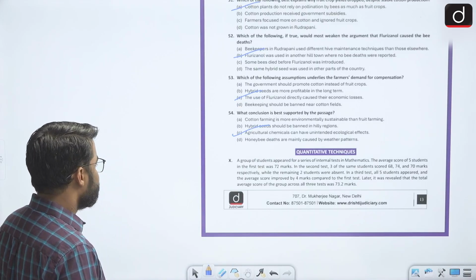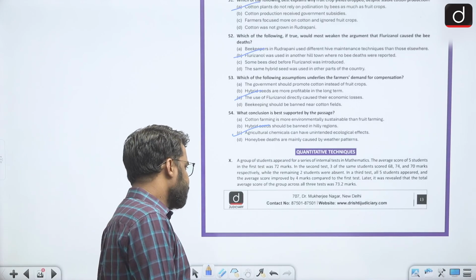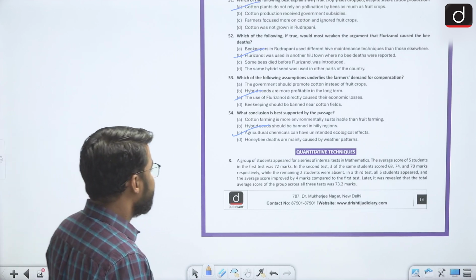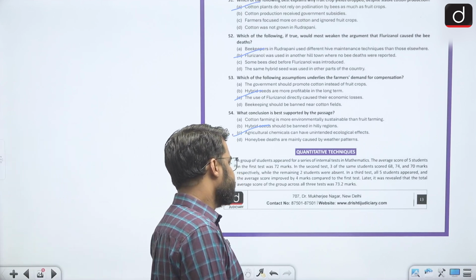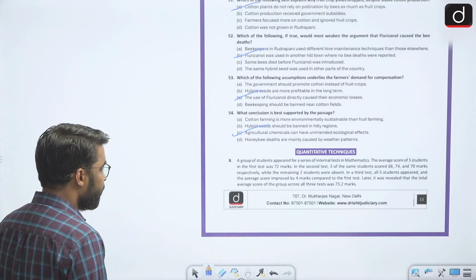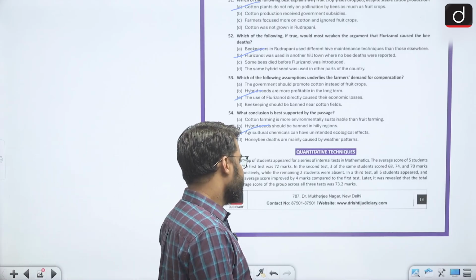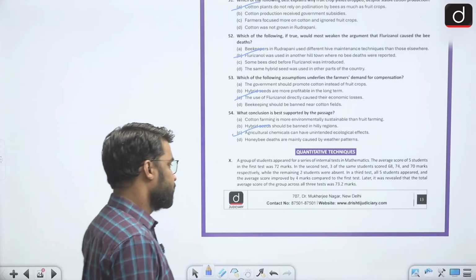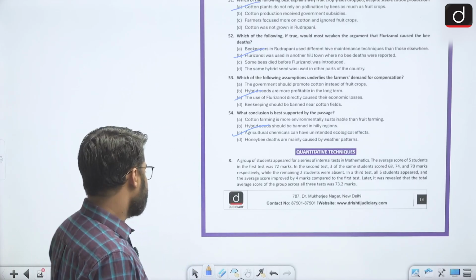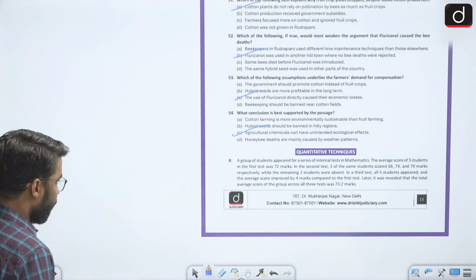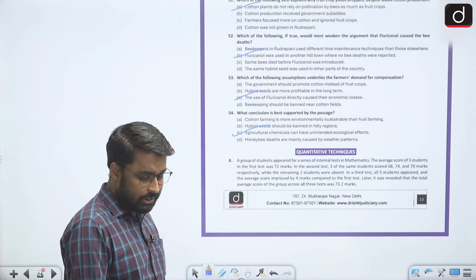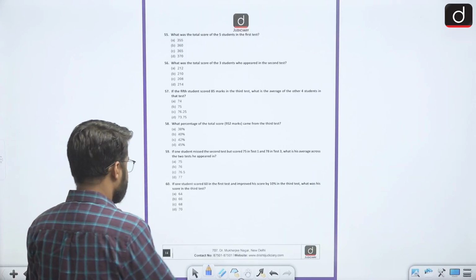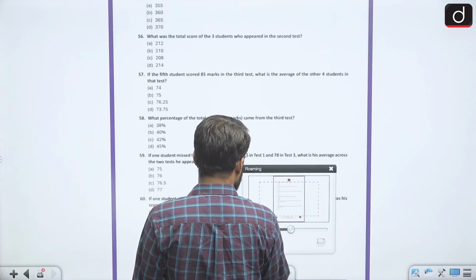A group of students appeared for a series of internal tests in mathematics. The average score of 5 students in the first test was 72. In the second test, 3 of the same students scored 68, 74 and 70 respectively, while the remaining 2 students were absent. In the third test, all 5 students appeared and the average score improved by 4 marks compared to the first test. Later, it was revealed that the total average score of the group across all 3 tests was 73.2. Alright, so now based on this passage, what were our questions?